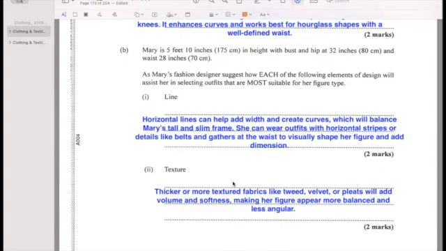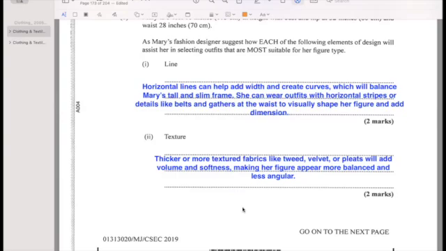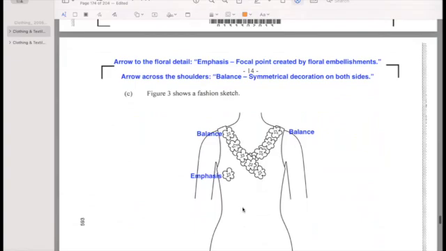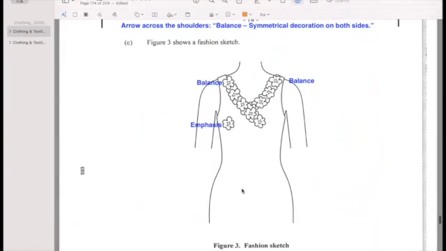They ask us about the texture. Texture, where you can use a thicker fabric, right? Like velvet, that will add more volume and softness, making her figure appear more balanced. 2 marks.